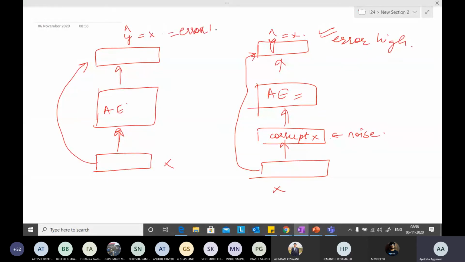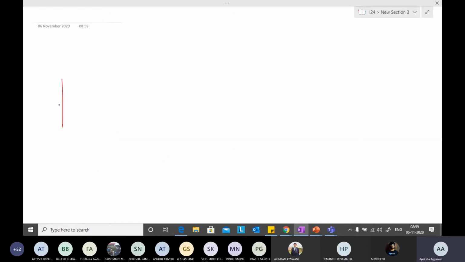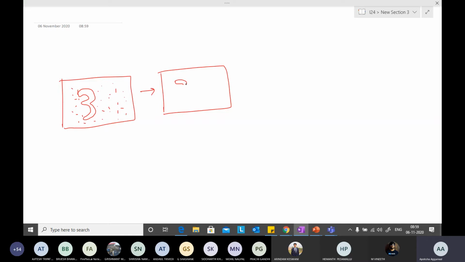But in the real world we actually do this: we add noise to data and then we train it. The reason for doing this is that suppose I had an input image of a character, something like this 3. It had some noise. If I am corrupting this input, this is again 3, with noise over here and noise over here.